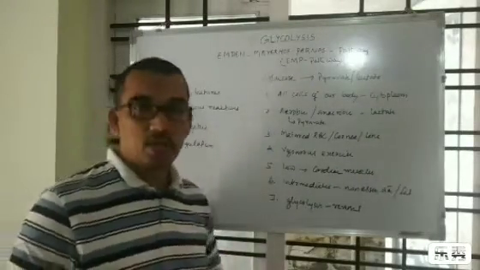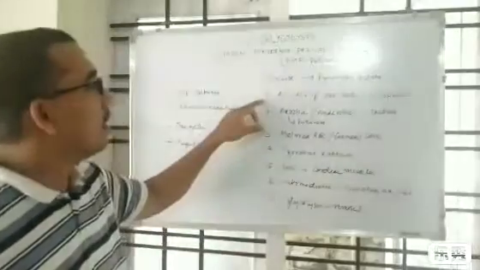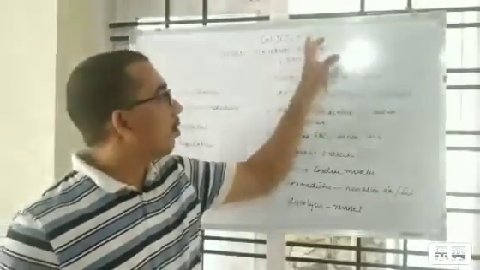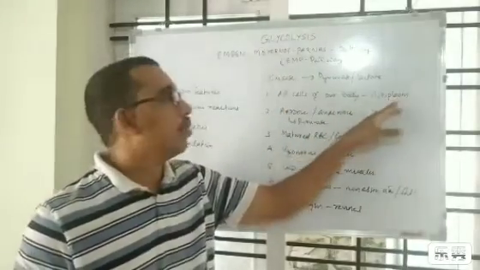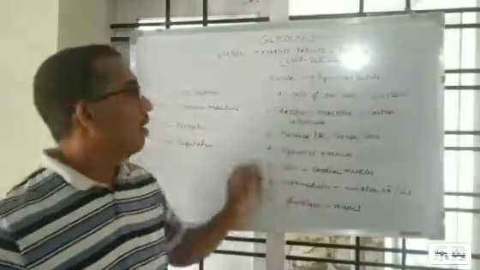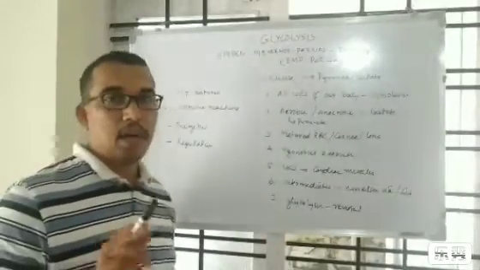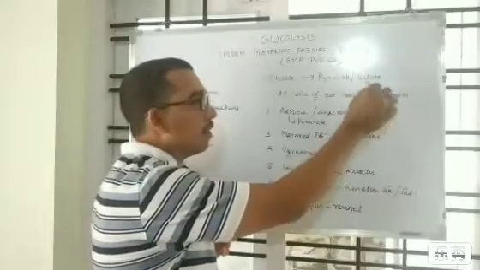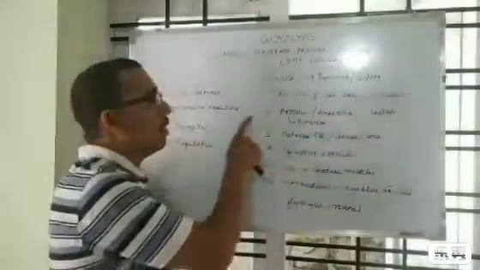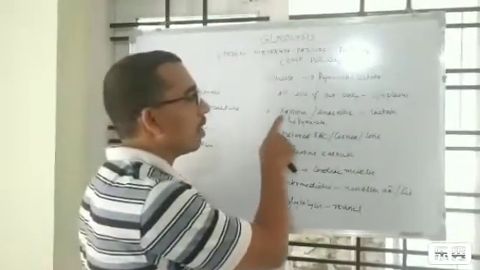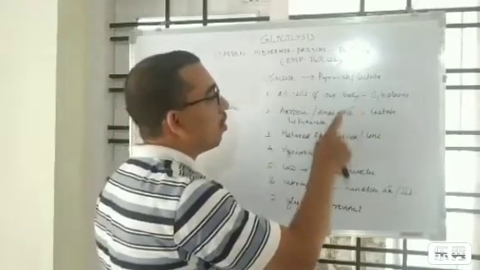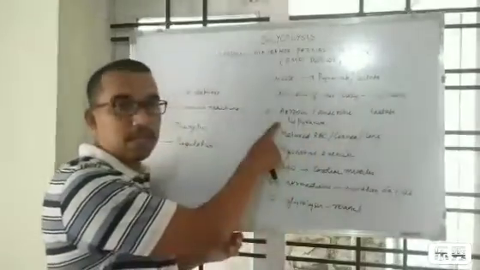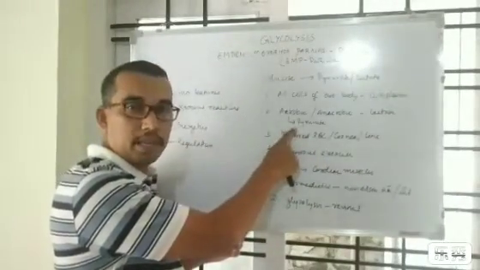The important features of glycolysis are: it occurs in all cells of our body. The glycolytic enzymes are present in the cytoplasm of the cell. Then it occurs both in aerobic and anaerobic way. If it occurs in anaerobic way, lactate is the end product. If it occurs in aerobic way, pyruvate is the end product.